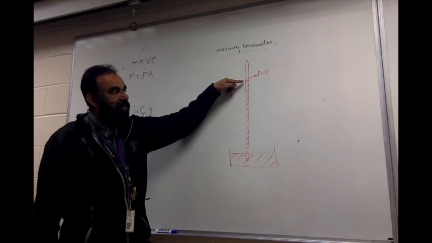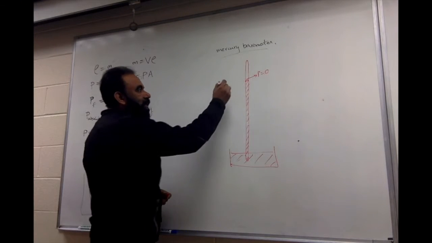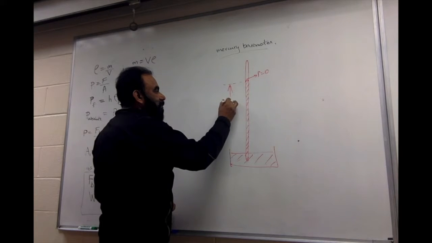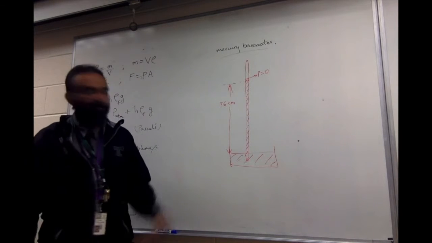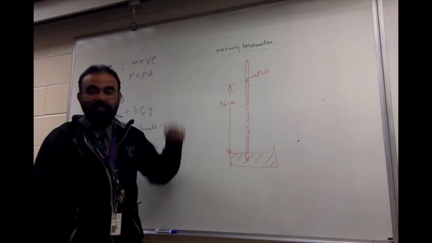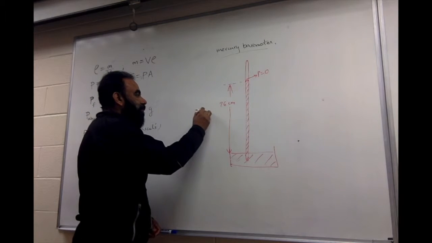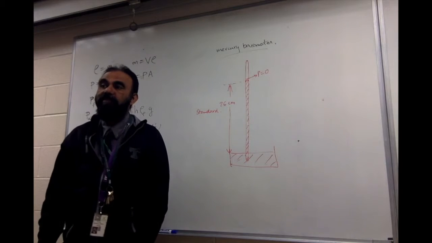Mercury comes till here and stops. So let's discuss what's happening. Where is it going to stop normally? It stops normally at the 76 centimeter mark. From this mercury level, it is exactly 76 centimeters. That's normal standard pressure, 76 centimeters.